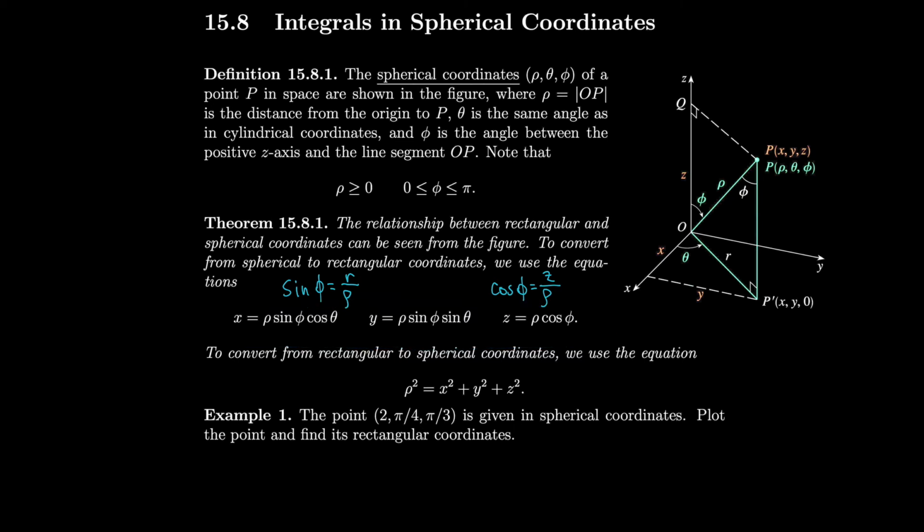So that means to convert from rectangular to spherical coordinates, we can plug that in for each of those coordinates, but we can also use the equation x squared plus y squared plus z squared equals rho squared, because remember, we have rho as the radius of a sphere.